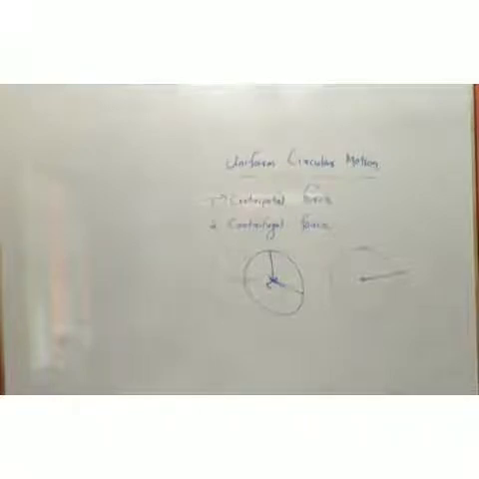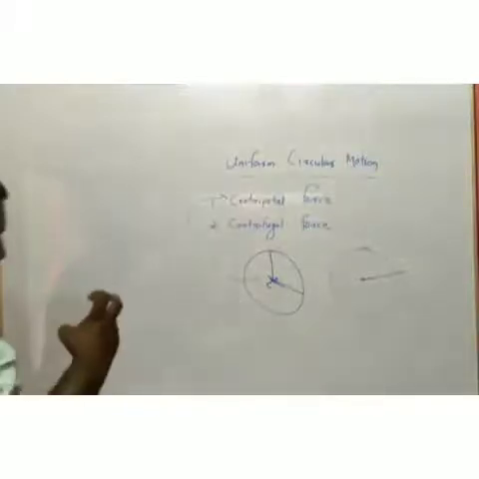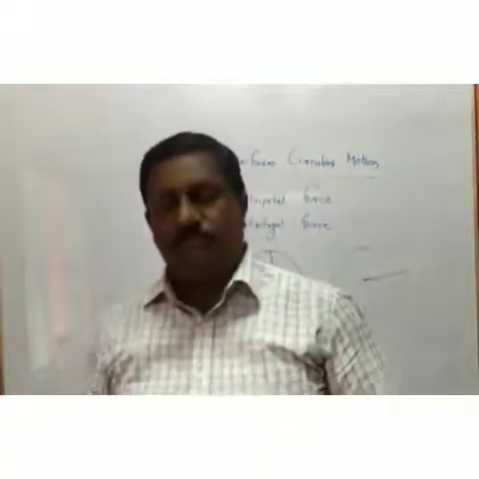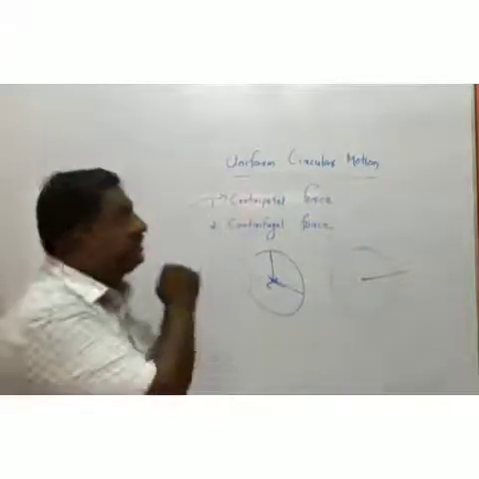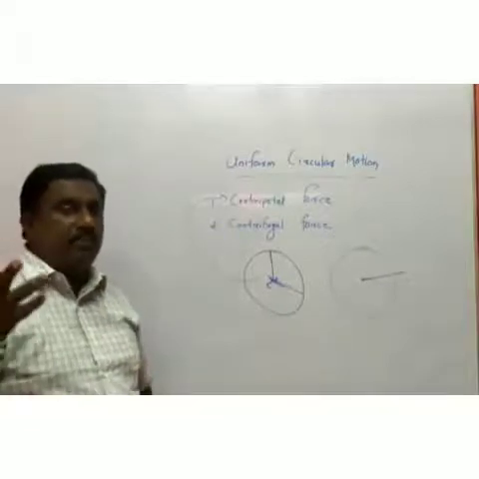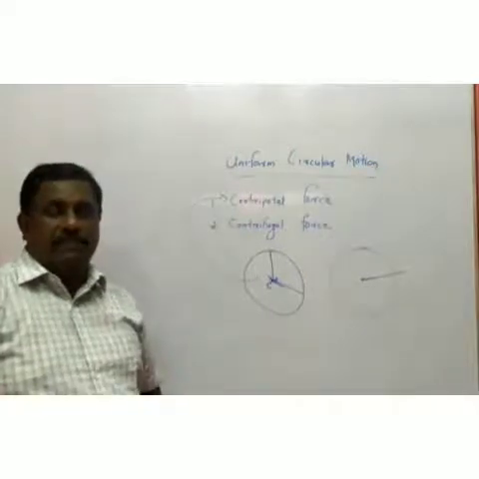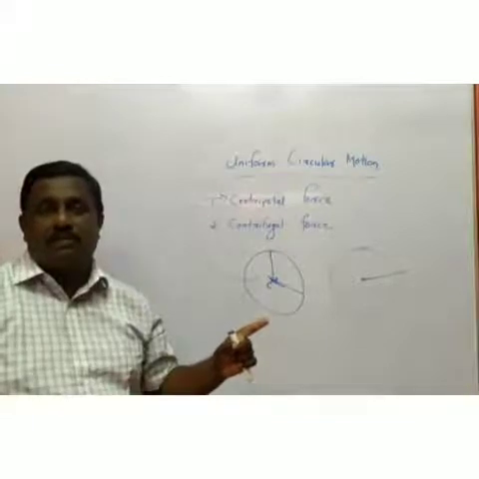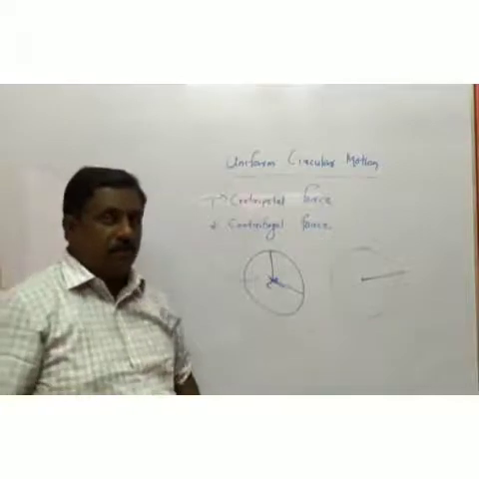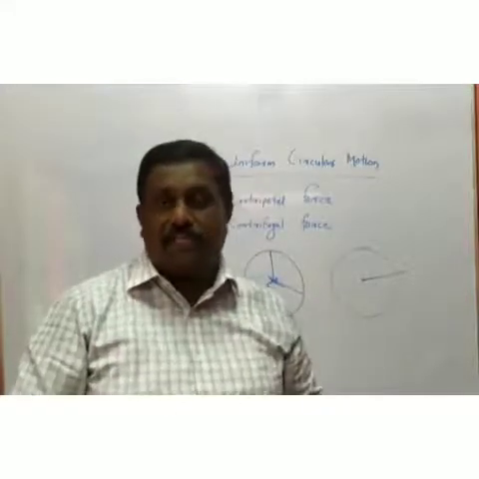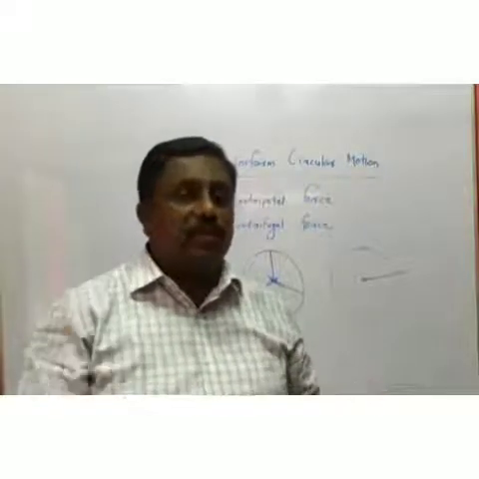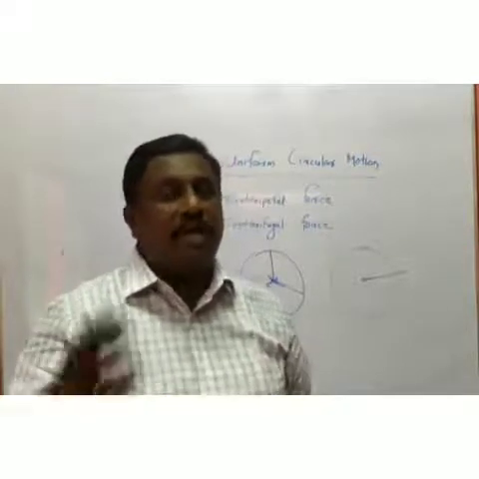Okay, uniform circular motion is an accelerated motion. But in the case of a linear motion, you have to understand speed and velocity are constant. In the case of a linear motion, speed and velocity are constant. That means acceleration is zero. That is not an accelerated motion. But in the case of a uniform circular motion, speed is uniform, but velocity is variable. That means uniform circular motion is an example of accelerated motion. Again, I am saying, please remember, uniform circular motion is an accelerated motion. But in the case of a linear motion, speed and velocity are uniform. That means the acceleration is zero, so that is not an accelerated motion.